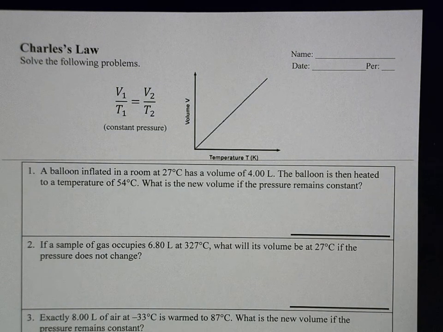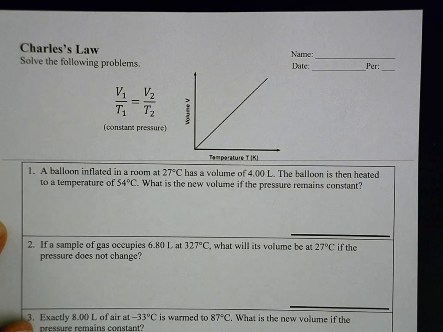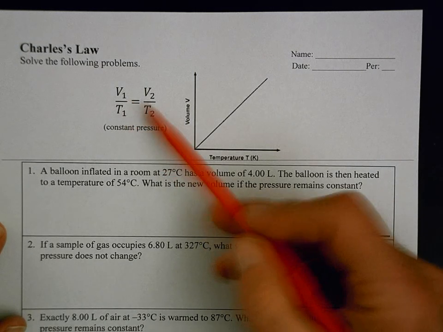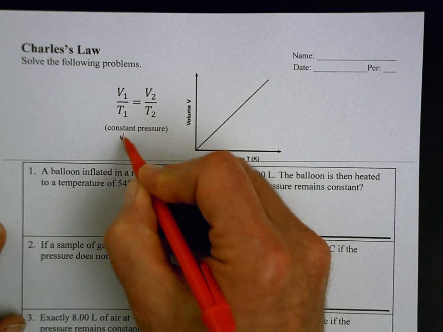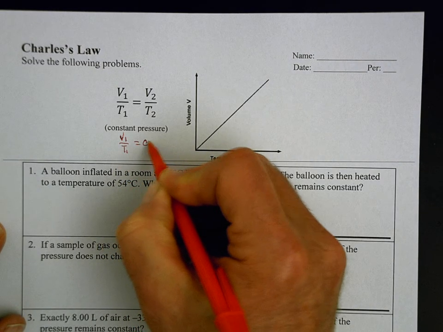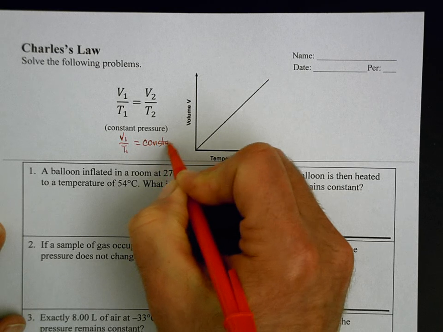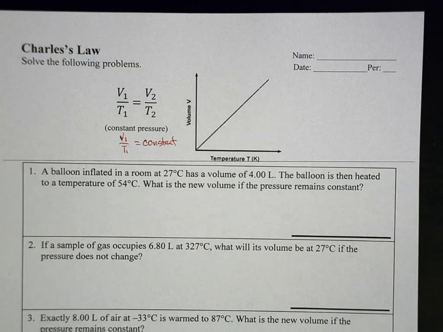So now let's look at Charles' law. And the first thing I'd like you to notice is the graph. Okay, it's not curved this time. It's basically a straight line that just goes up. Why is that? Well, notice that our equation's a little bit different. This time we have V1 over T1, or V over T, equals a constant. So it's not the product that equals the constant. It's actually the division that equals the constant.